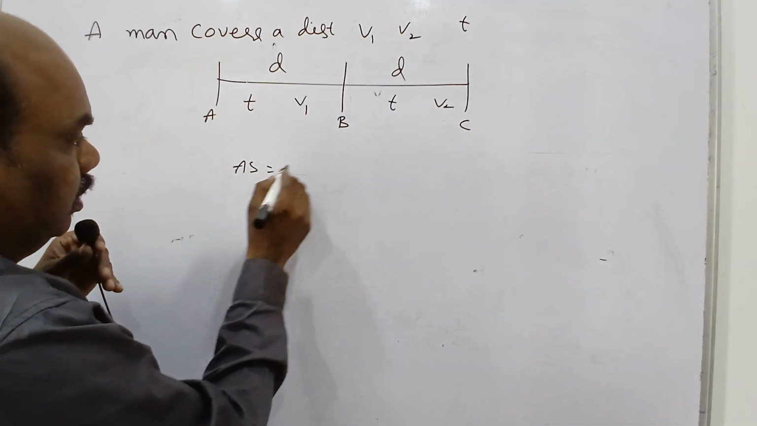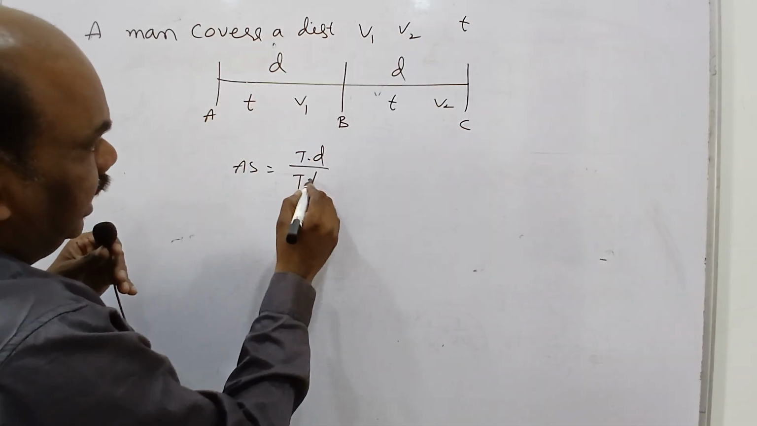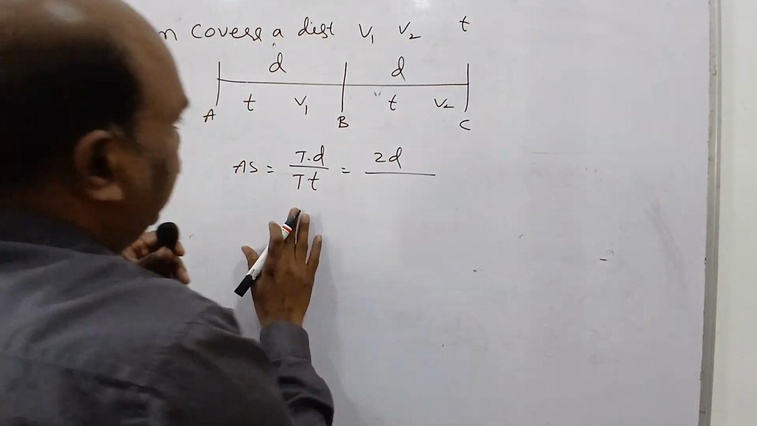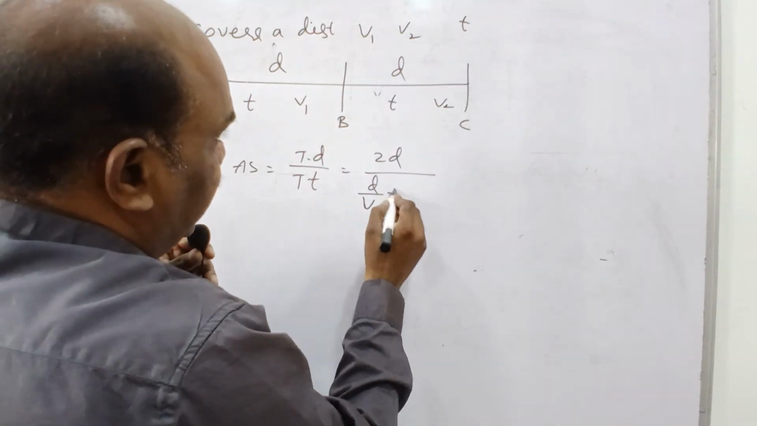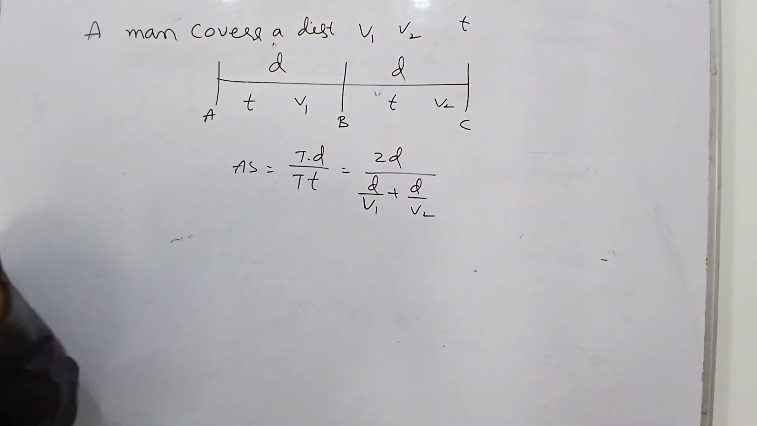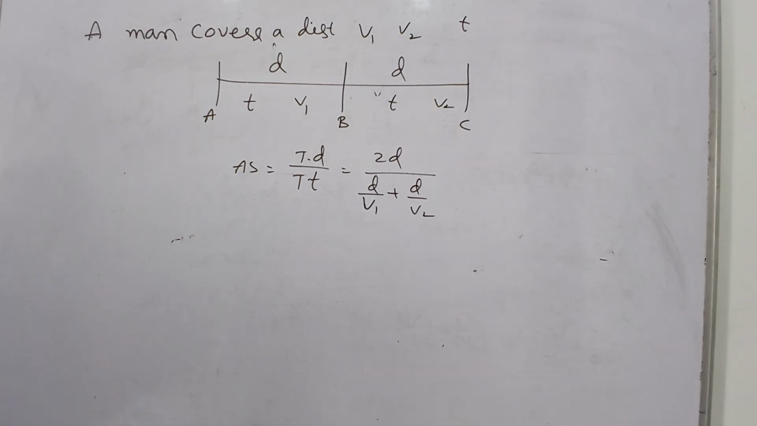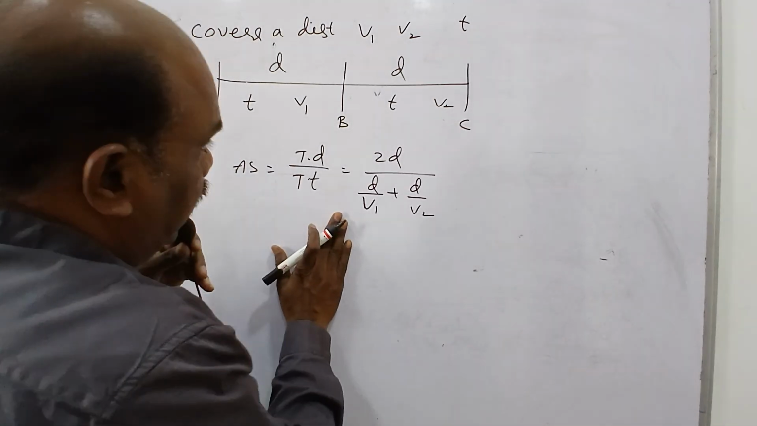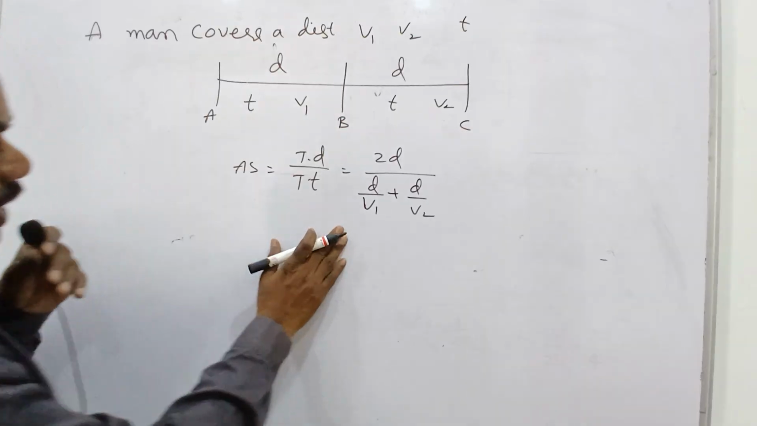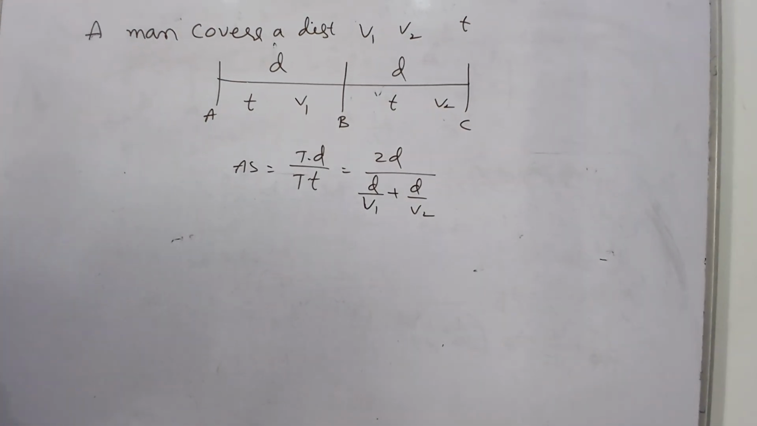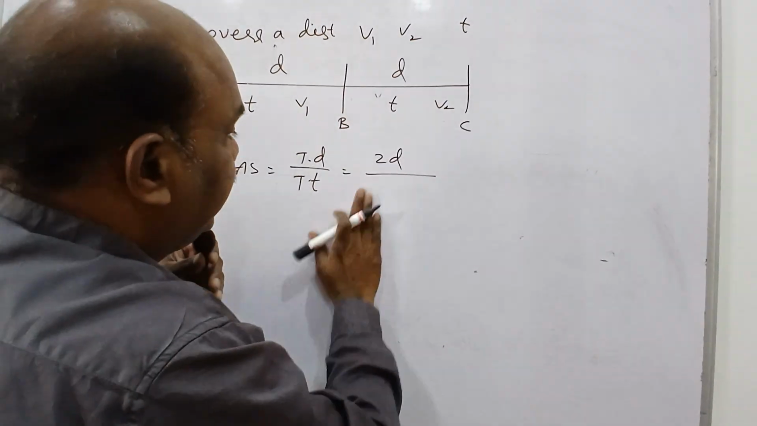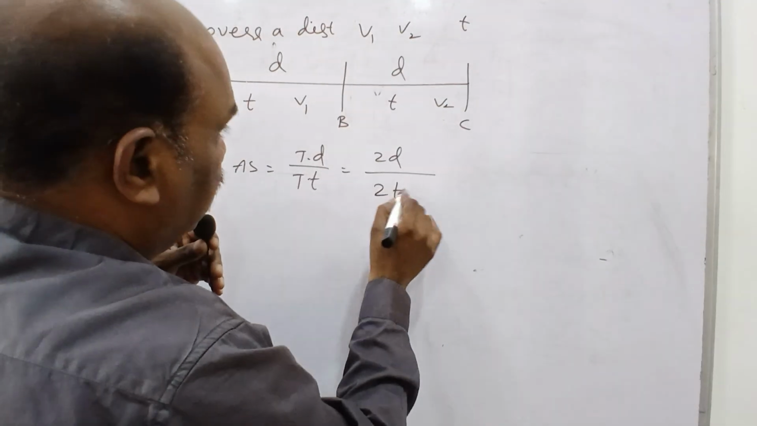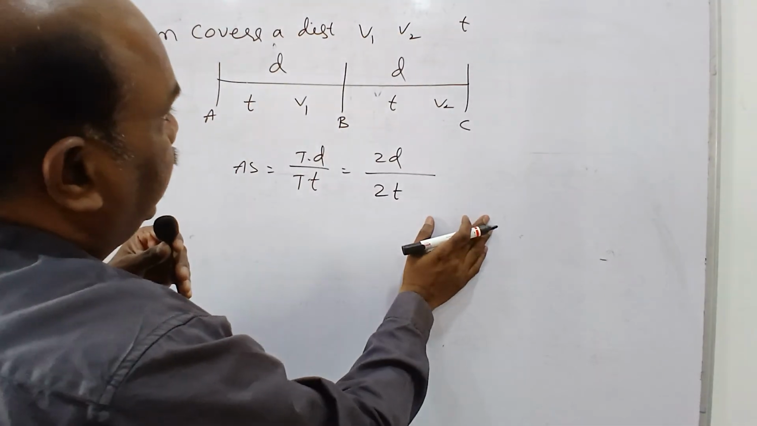They are asking average speed: total distance by total time. Total distance is 2d by total time. This time is distance by speed: d by v1 plus d by v2. Total distance by total time. Total time is equal to total distance by total time. Total distance 2d. See here, total time is equal intervals of time, t plus t, 2t. Total distance is 2d by 2t.